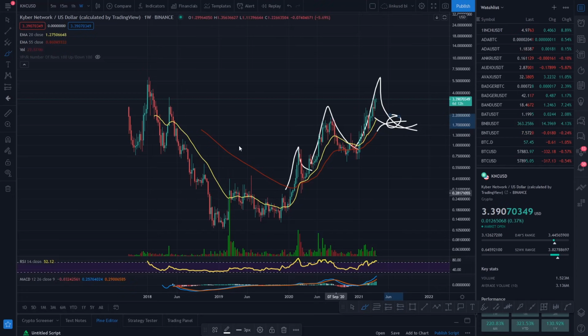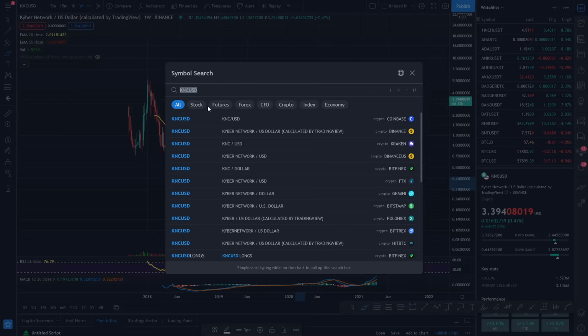Just off the bat, a little bit of TA for Kyber Network, because it has formed its bullish cross quite a long time ago. So that's just something to think about. So that's KNC. I'm going to jump on to the next one.